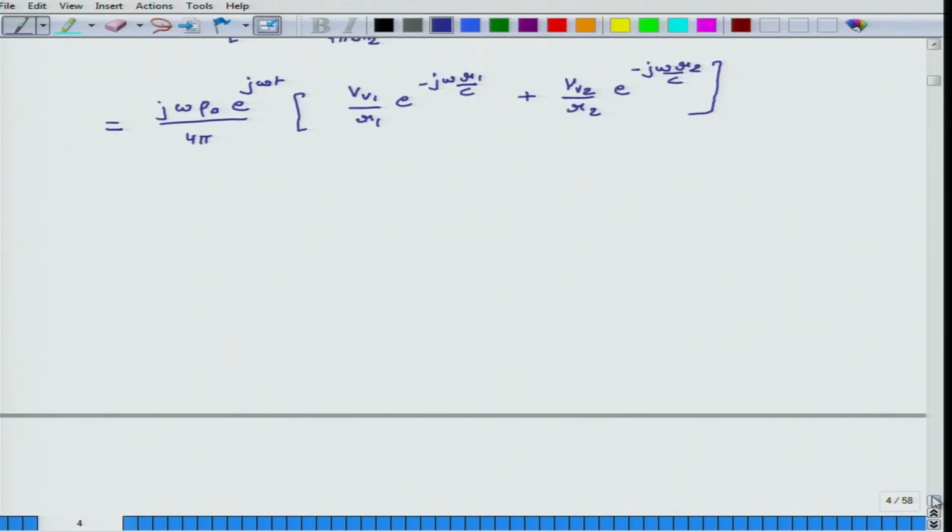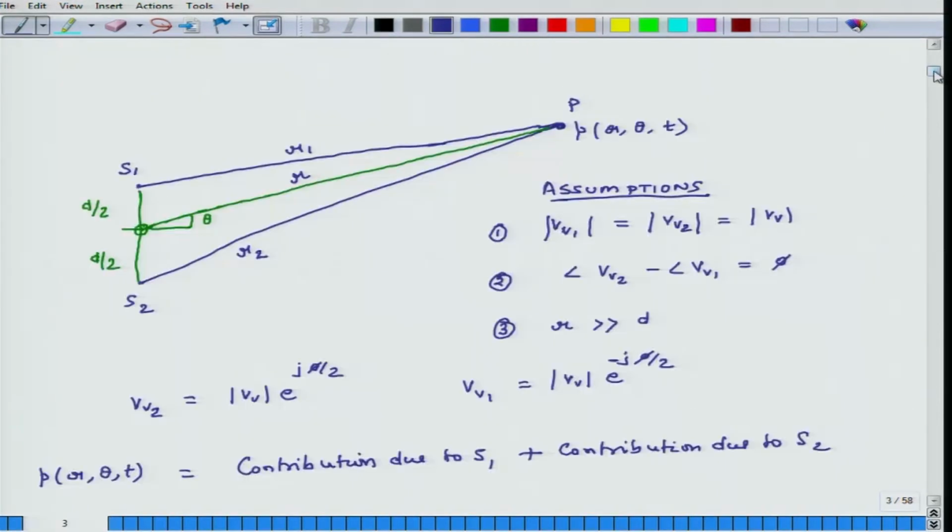Okay. Now, we know that R. So, we have to find a relation between R1 and R. For this, I will go back to the picture which I had drawn earlier and let us look at this picture. So, this is R, this is R1 and this is R2. I have to find a relationship between R1 and R, and R2 and R.